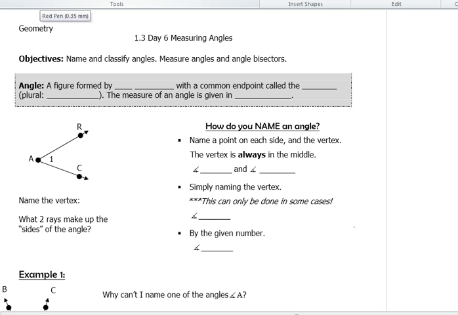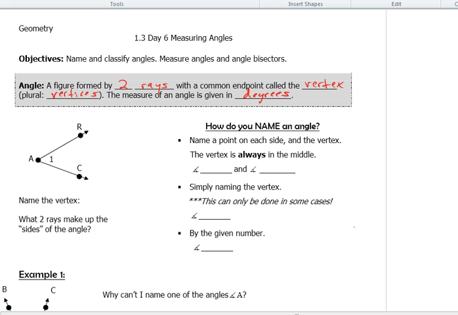So, an angle. You probably have heard it. It's a figure formed by two rays with a common endpoint called the vertex. Plural, don't say vertexes, you would say vertices. The measure of an angle is given in, and again, you probably know this one, degrees.